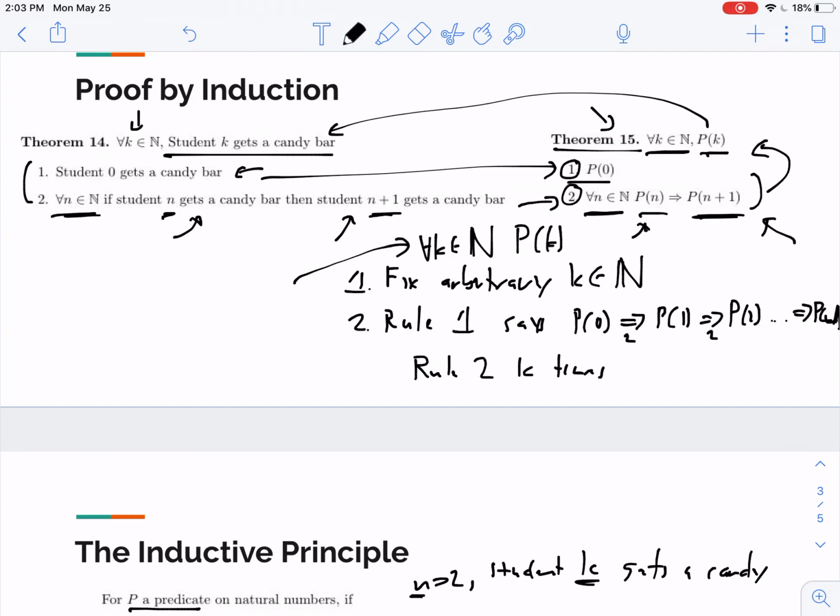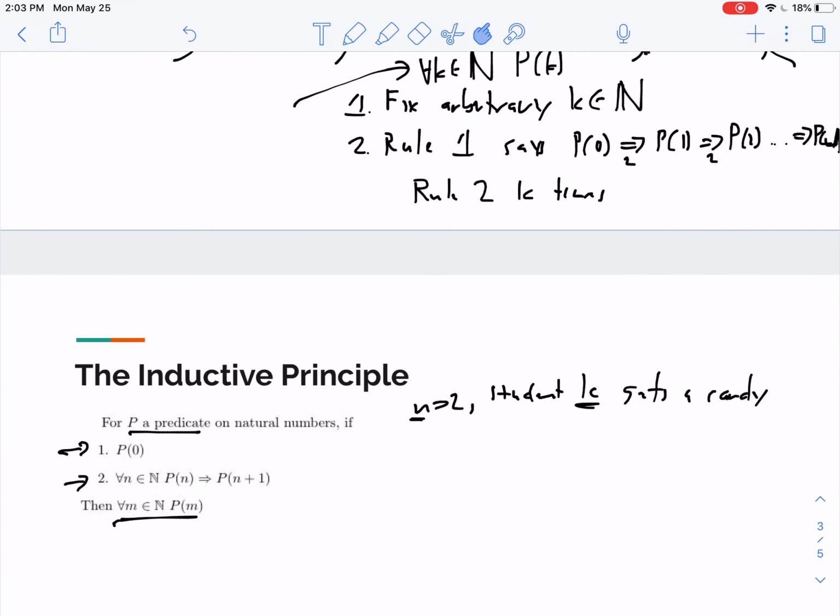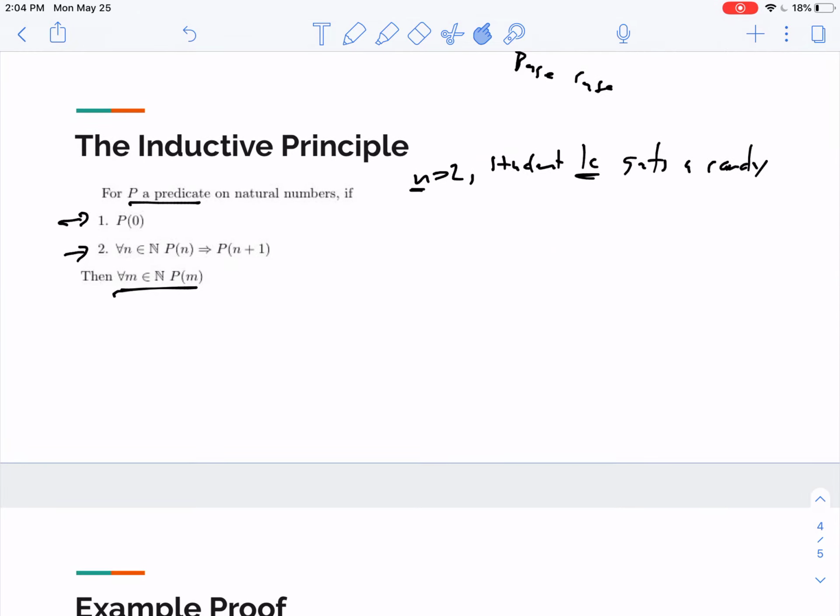The first rule, this P of 0, we often call the base case, because it serves as the base in our chain of argument, right? So this comes from the base case. And then the second rule we usually call the inductive step. That's because we apply it inductively over and over again until we get the result. And so let's apply the inductive principle to a problem, because I think this will help you see how to use it.